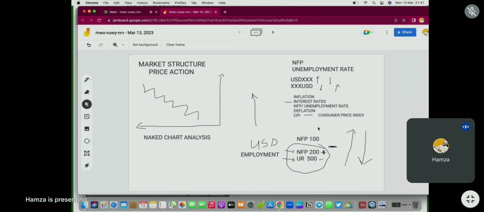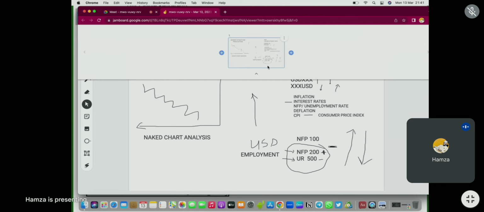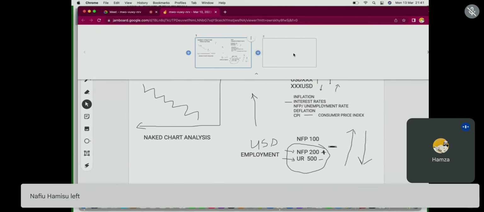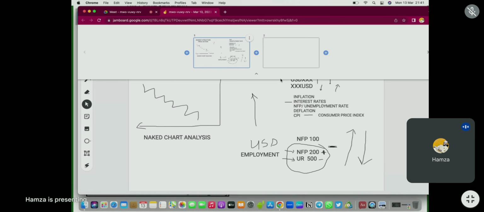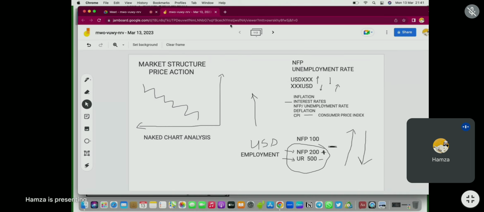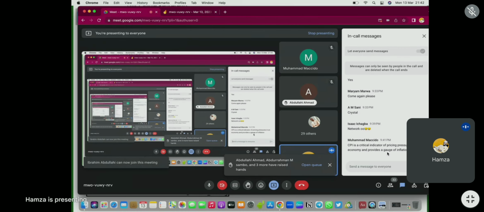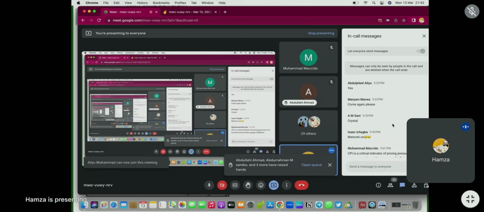Yeah, I think I should go to market structure. But this is just, by the way, not the topic for the day. All right. Now the topic for today is... yeah, perfect.